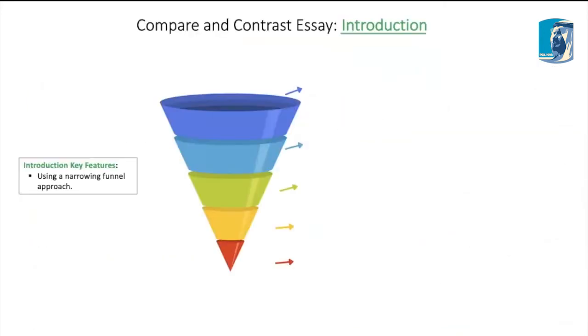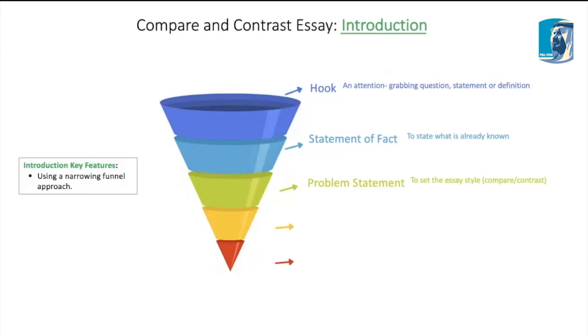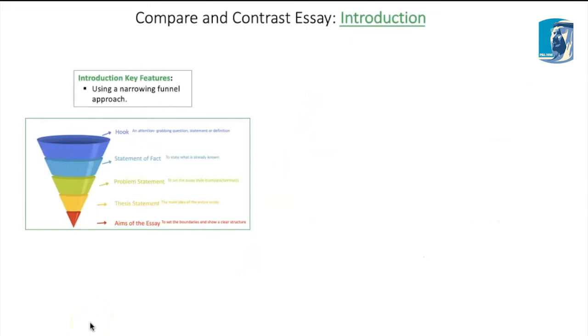So let's have a look at the introduction, which is using that narrowing funnel approach. You need a hook to grab the attention of your reader, a statement of fact to state what is already known about the subject, a problem statement, usually to set the essay style, to show specifically that there is some type of problem that underlines this compare and contrast. Your thesis statement that very clearly sets the main idea of the essay, and the aims that will set the boundary will show that there's going to be a very clear structure to the essay. Okay, so let's have a look at an example of this introduction.